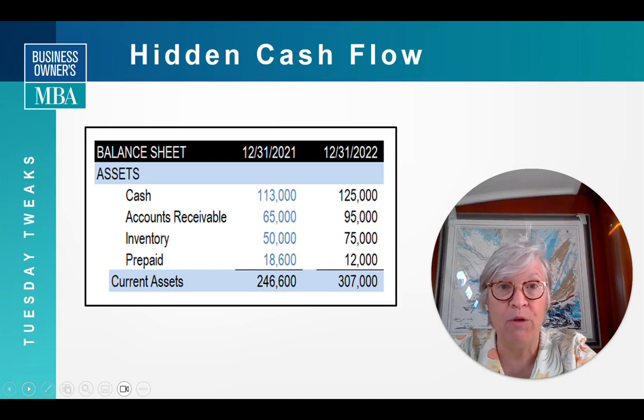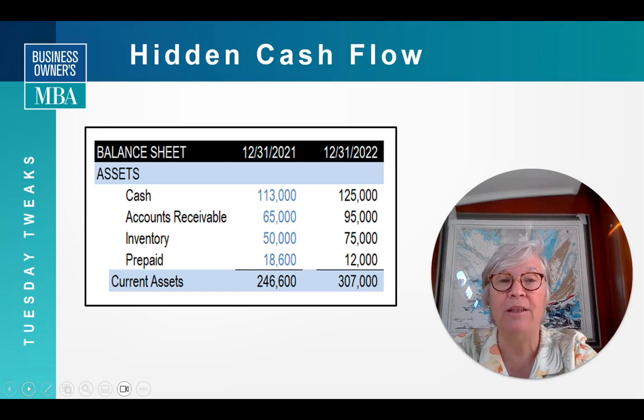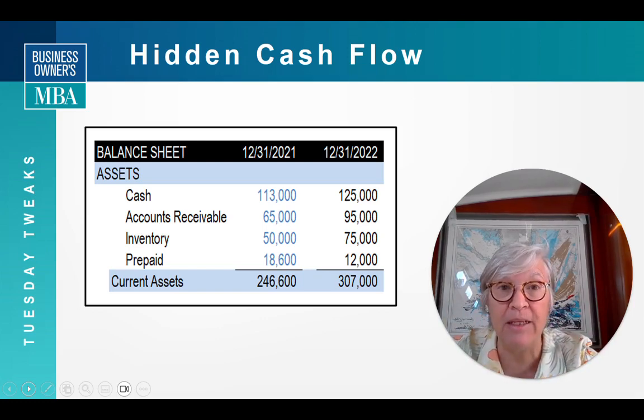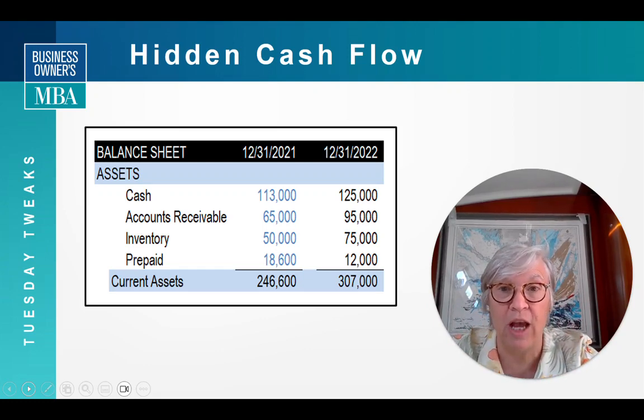So the accounts receivable for this company went from $65,000 to $95,000. That is a $30,000 increase. That means that the woman who owns this company has $30,000 less cash in her pocket. She has created these products and sold them, but she hasn't been paid. So she had to pay her workers, she had to buy her products, she had to do all these things with her money, but she hasn't gotten paid yet. That's the cash flow gap. And this is where $30,000 is hiding.